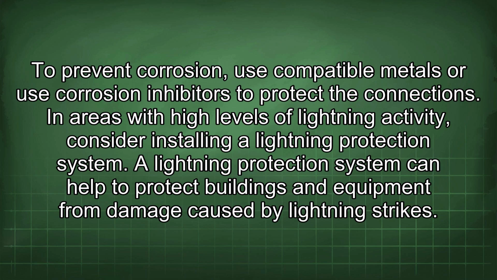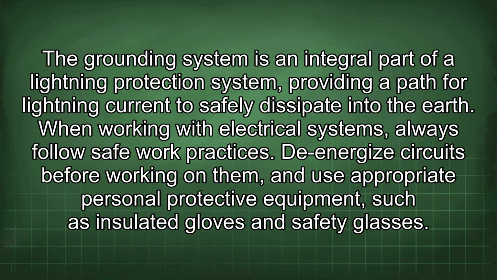In areas with high levels of lightning activity, consider installing a lightning protection system. A lightning protection system can help to protect buildings and equipment from damage caused by lightning strikes. The grounding system is an integral part of a lightning protection system, providing a path for lightning current to safely dissipate into the earth.